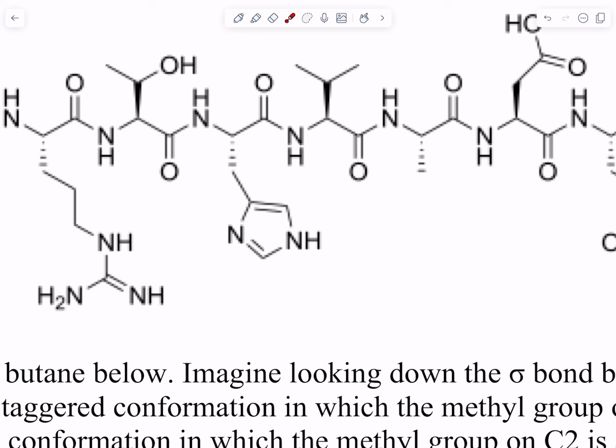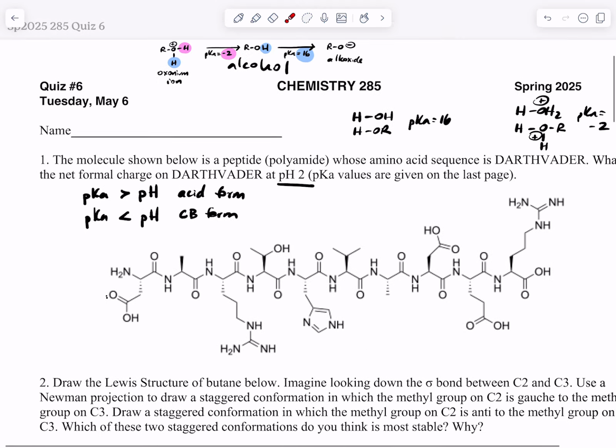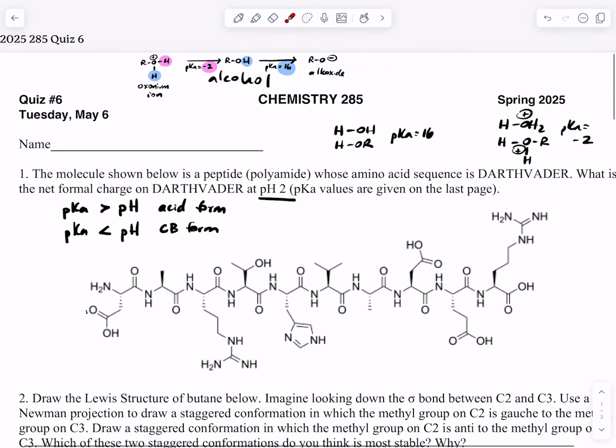What is the pKa for the positively charged thing to lose its proton? Yeah. So in this case, with the alcohol group, it would be neutral at a pH of 2. Right, so in this case, the alcohol group should be neutral at a pH of 2.